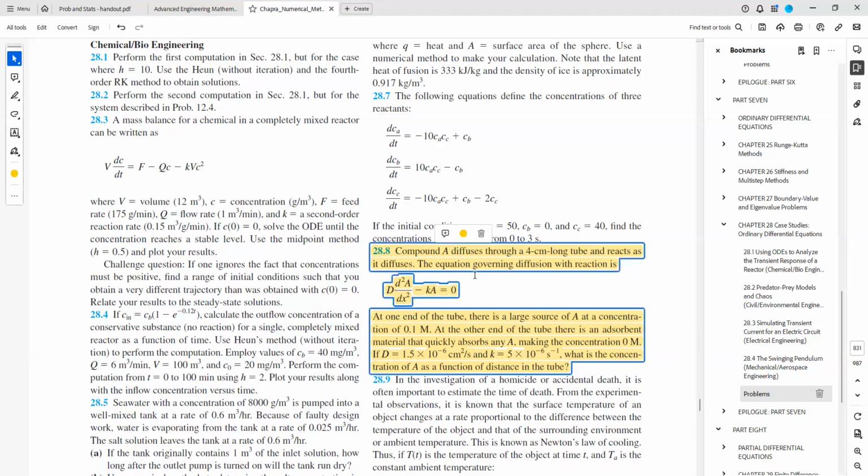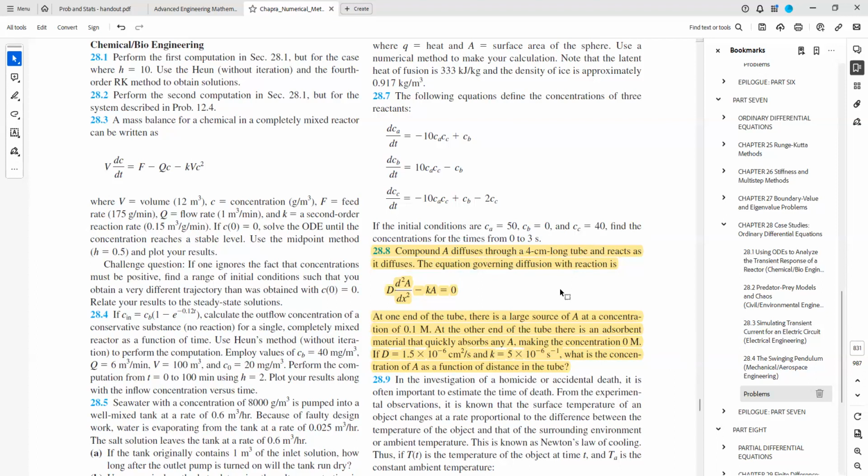Compound A diffuses through a 4 centimeter long tube and reacts as it diffuses. The governing equation for diffusion with reaction is D multiplied by d squared A over dx squared minus K times A equal to 0. So this is the diffusion term, and this is the reaction term. Of course, you don't need to know all that. What you need to do is be able to read the problem.